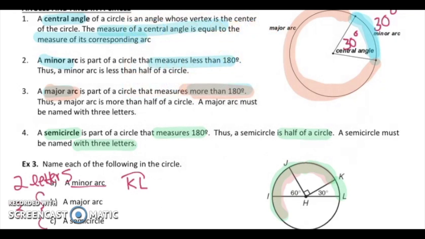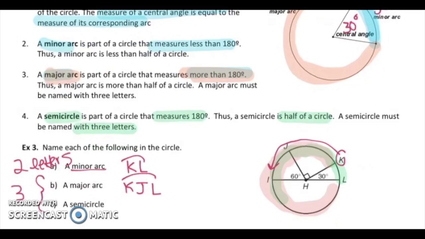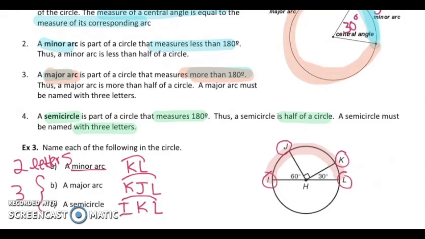I would go from K to L, but now I'm going around the other direction. So I need to use 3 letters here. So K, and then pick any letter between. Maybe I'll pick J, and then the other endpoint is at L. And so that would be that major arc. For a semicircle, we're going to look at exactly half the circle. So I'm going to look at this half of the circle, and I'm going to pick 3 letters. So I can pick either J or K, it doesn't matter, K, and then L because that's my other ending point. So that is the semicircle.